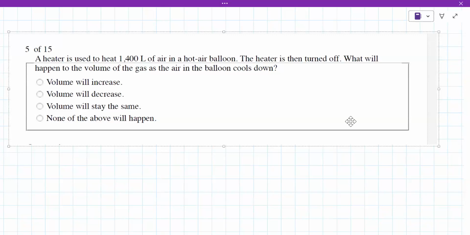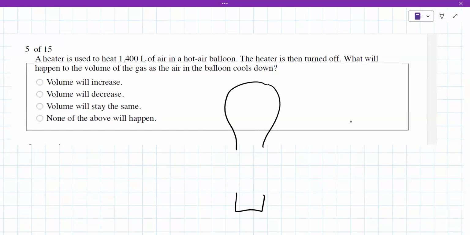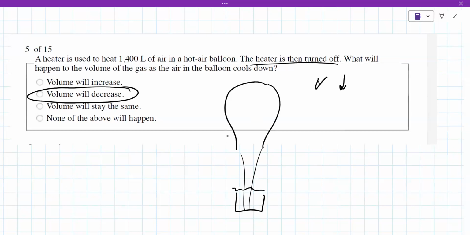This is one of those that I know you could look up, but it's very intuitive. The heater is used to heat 1,400 liters of air in a hot air balloon. There's a reason the person is still forcing hot air into the balloon: if you don't, the balloon's volume decreases, and then it crashes. That's why someone is constantly pushing hot air back into the balloon, keeping it up. So if the heater is turned off, the volume is going to go down. That makes sense.